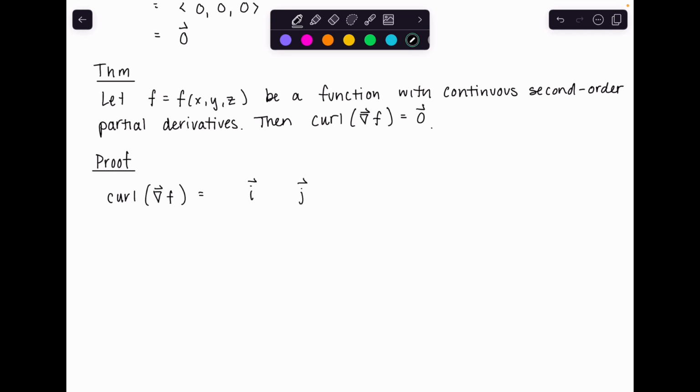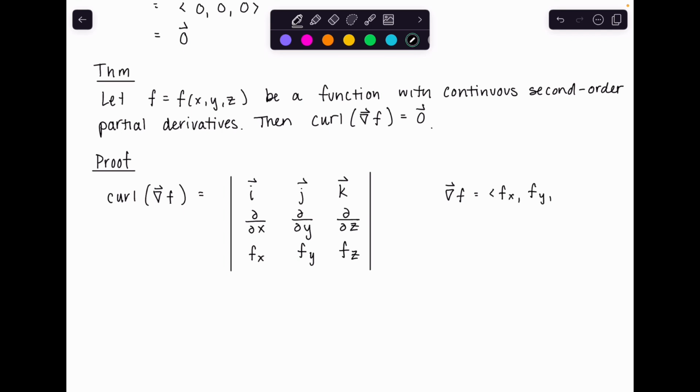to find my curl, I take ijk, and I'm going to take my del operator, and I'm going to dot product it with this vector, which is the partial with respect to x, the partial with respect to y, and the partial with respect to z. Okay. Because again, just off to the side, just to show you, this again is that vector of partial derivatives.